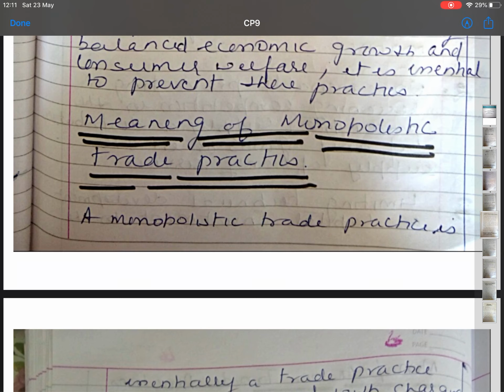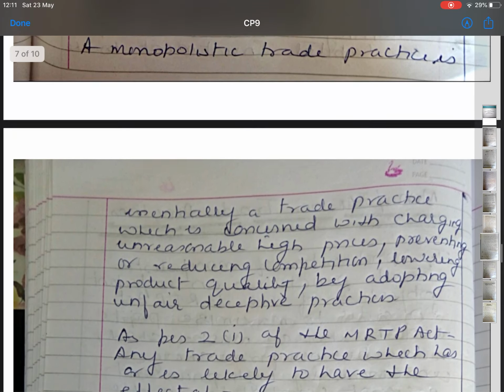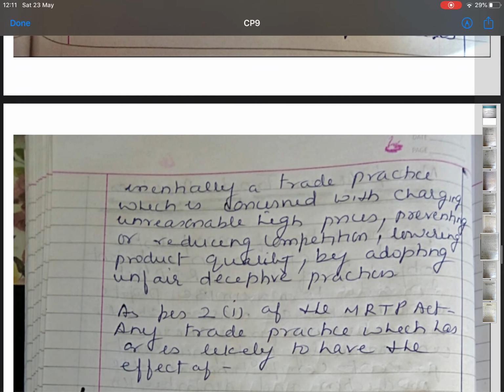Now, the meaning of monopolistic trade practices as per the Act. A monopolistic trade practice is essentially a trade practice which is concerned with charging unreasonably high prices, preventing or reducing competition, and lowering product quality by adopting unfair, deceptive practices.